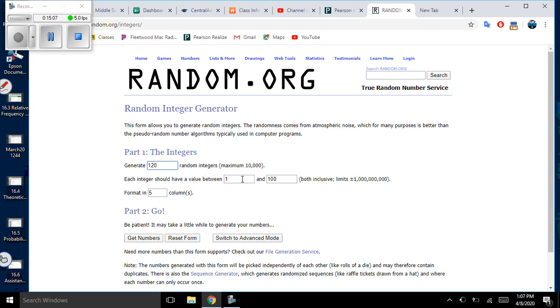Each number should have a value between what? 1 and 4, we said, to represent correct and incorrect. And then we want to format it. So think about how you want this formatted. You'd be smart to format this in 6 columns, because if you formatted it in 6 columns, you could read across the row. Each row then would represent 1 quiz.